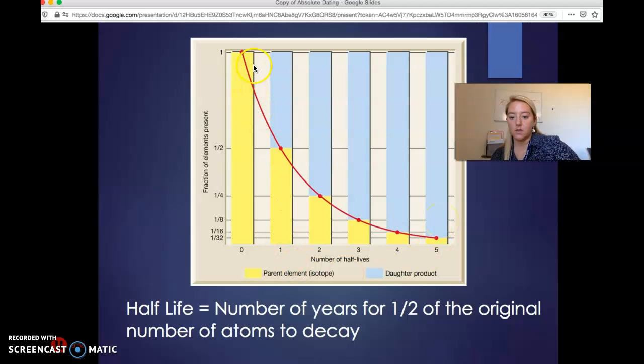So as you can see, the parent element is decreasing. Remember, we call this curved line exponential. So this is a negative exponential. It's not a straight line, it's a curved line. Okay, that's half-life.